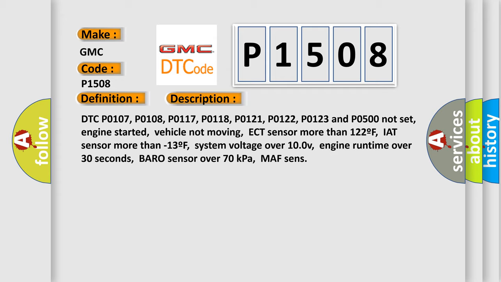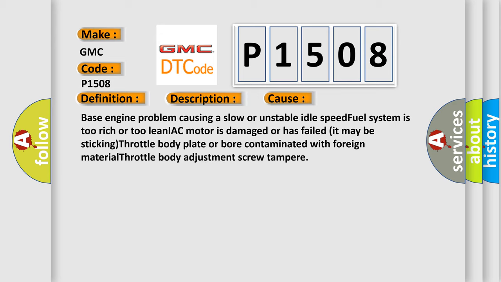This diagnostic error occurs most often in these cases: base engine problem causing a slow or unstable idle speed, fuel system is too rich or too lean, IAC motor is damaged or has failed, it may be sticking, throttle body plate or bore contaminated with foreign material, throttle body adjustment screw tampered.